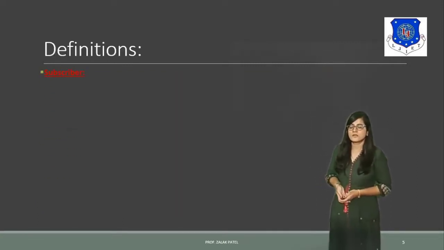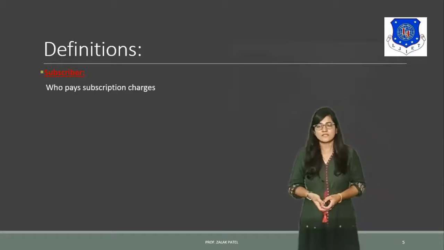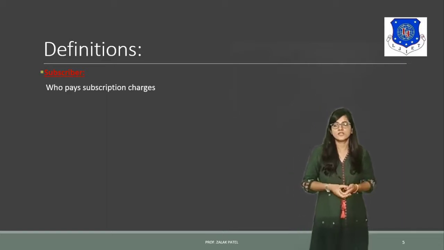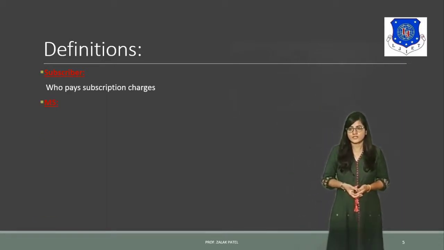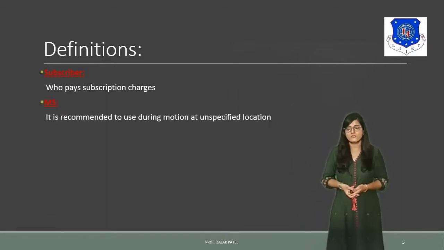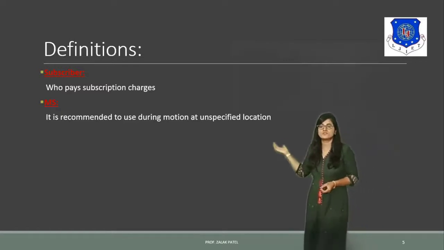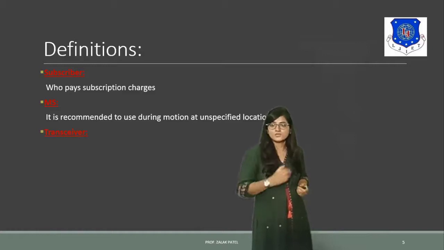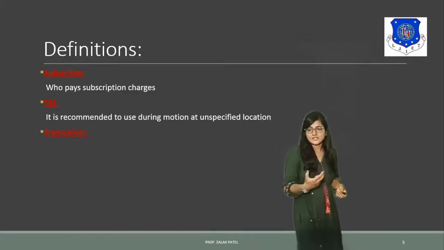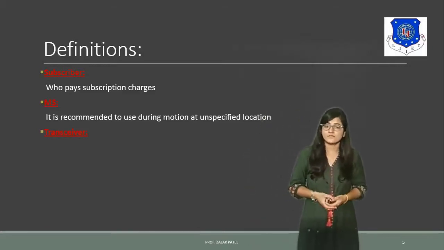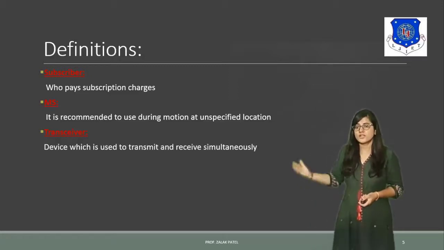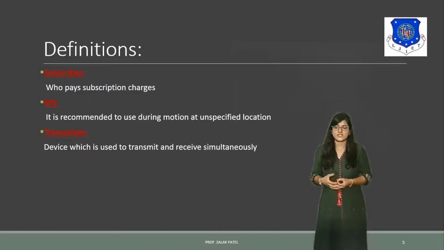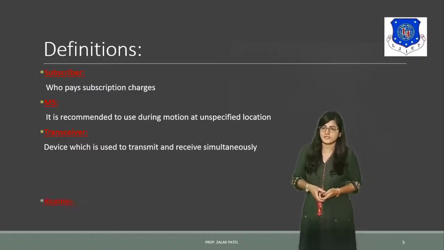Next is subscriber. Subscriber means the person who pays the subscription charges to use the network. Next one is mobile station. A mobile station is intended for use while in motion at unspecified locations. Transceiver means transmit and receive simultaneously. So the device which can be used to transmit and receive simultaneously is called a transceiver.